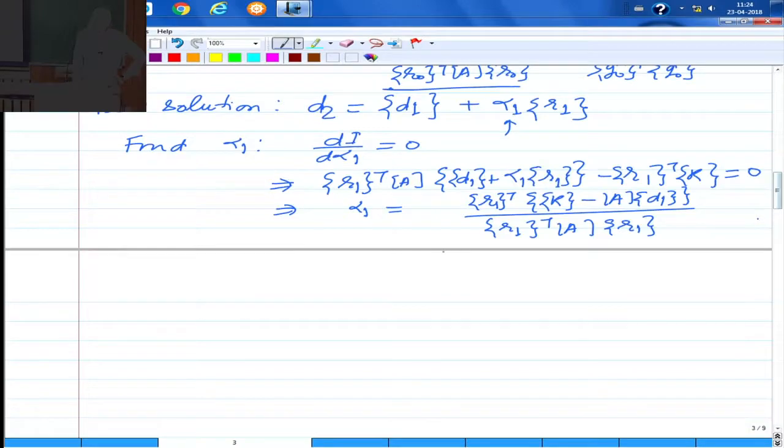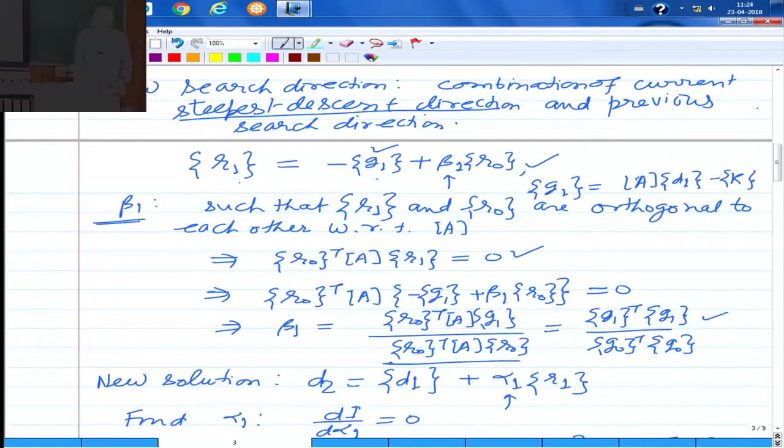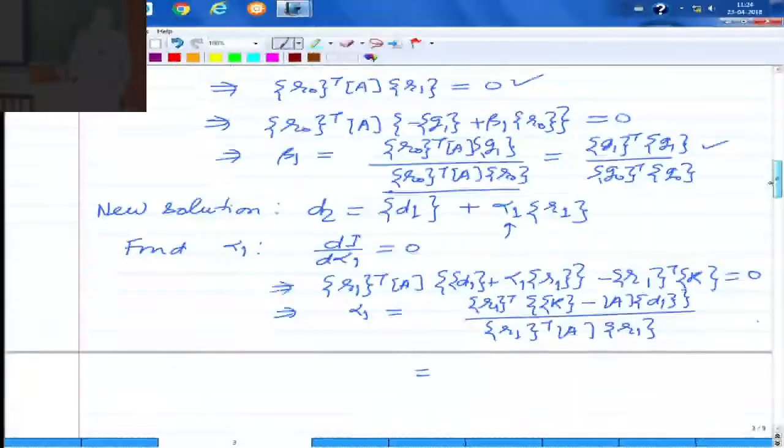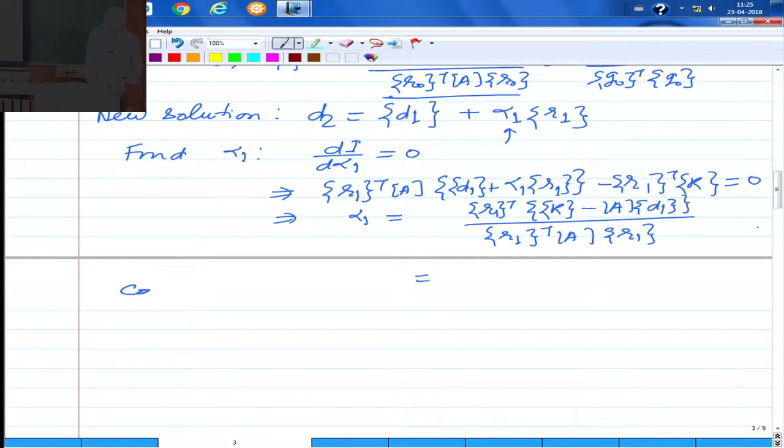Again you will find that R1, as you remember, is the search direction we got here, which is a combination of these two. So you can finally write this, and if you look at capital R minus A into D1, this is nothing but negative G1. So you can write it in terms of G1 finally. The numerator will be only a vector-vector product, whereas the denominator is a matrix-vector product and then with a vector. Like that you continue the iteration.